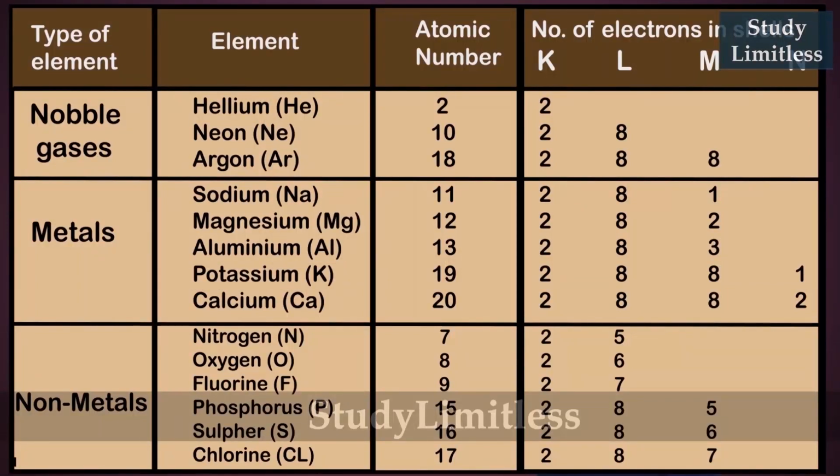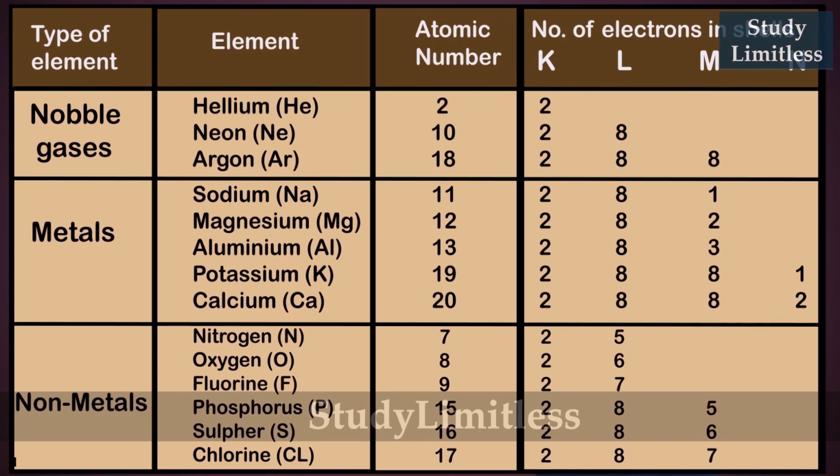Potassium has 19 electrons in totality, and you have 2, 8, 8, 1 as the configuration. And if you look at it, you have 1 electron in the outermost shell, which is the N shell. Calcium has an atomic number of 20, that means it has 20 electrons, and hence the configuration would be 2, 8, 8, 2, wherein you have 2 electrons in the outermost shell, which is the N shell.